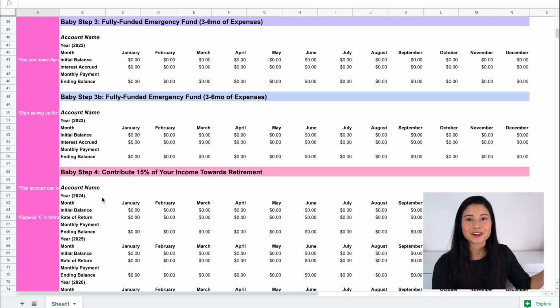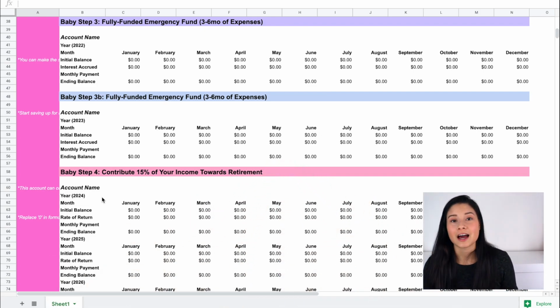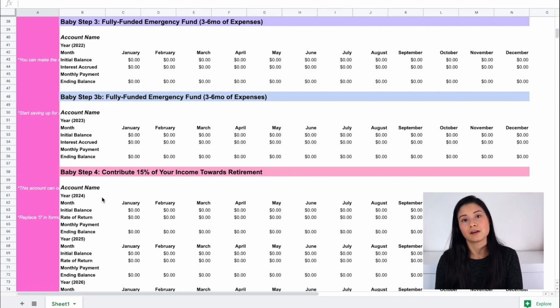Let's say you're debt-free, you're done, congrats. The next thing you need to do is fully fund your emergency fund, and that means saving up enough money to cover 3 to 6 months of your regular expenses.